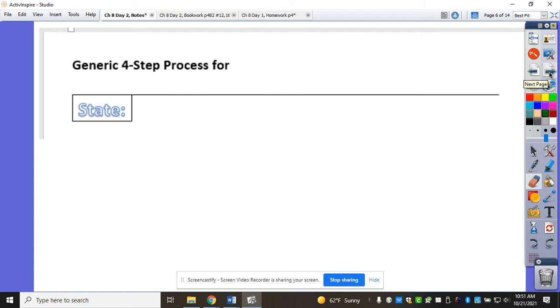So another generic 4-step process sheet. This is 4-step process number 3, and we are now in chapter 8.